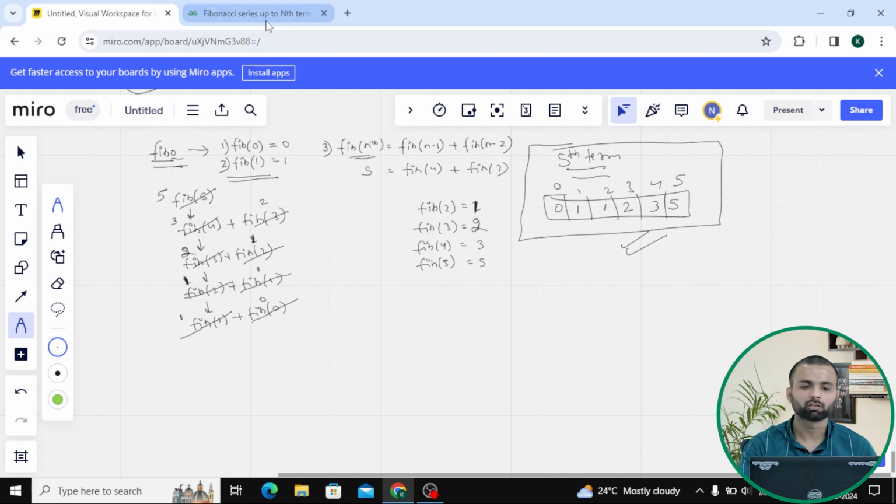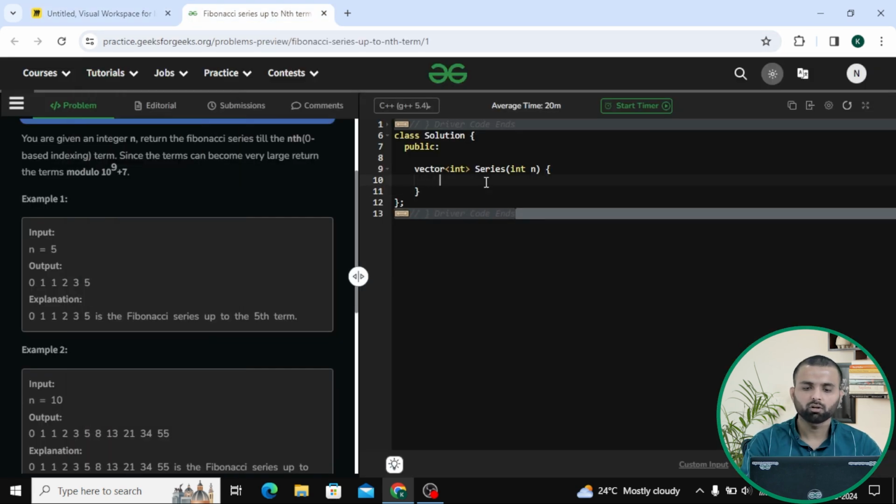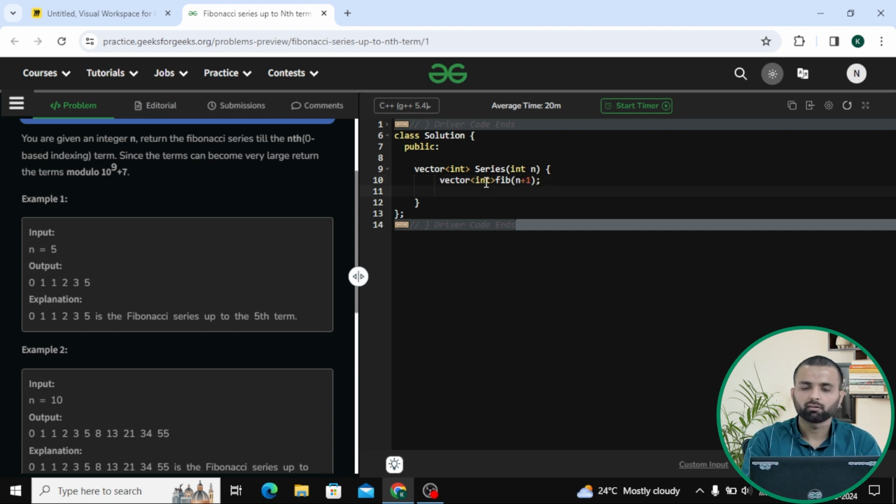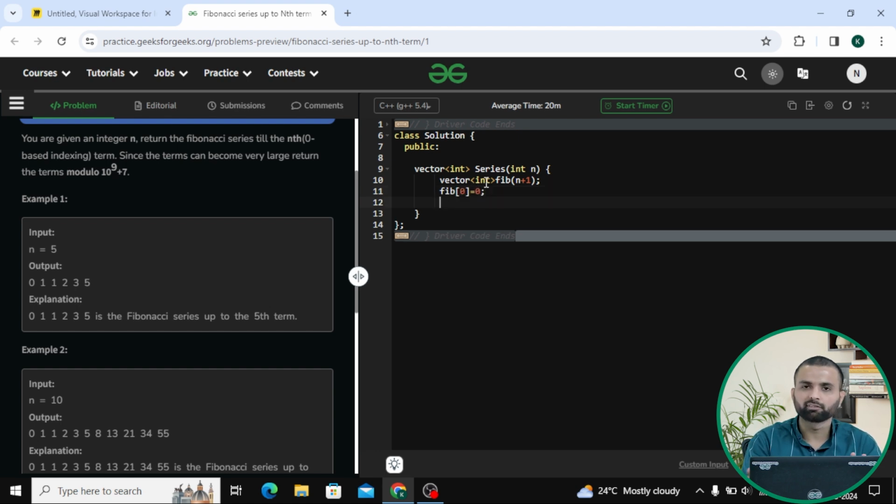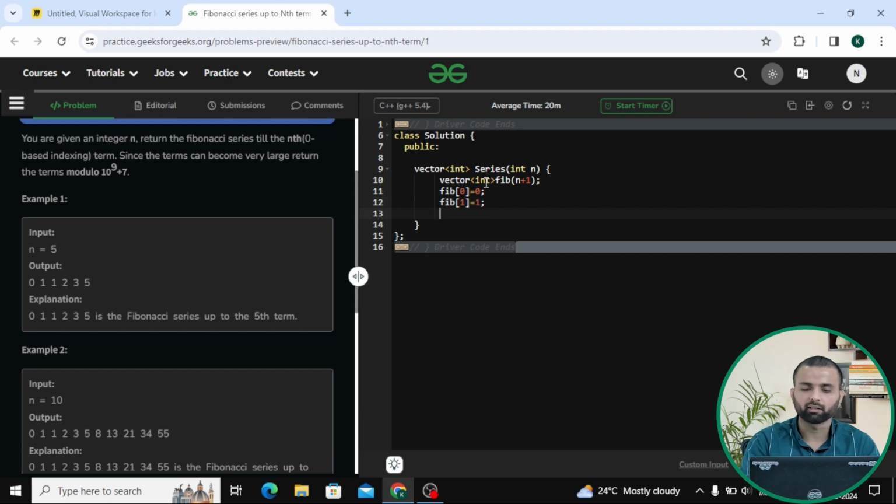So let's solve this question. Initially we have to make a vector for n is 5, starting from 0. So let's make fib as the name of it and n plus 1 as the size, right? And these are the two conditions. Fib of 0 is always 0, fib of 1 is 1, right? Let's write it down here. So let's traverse the loop here.